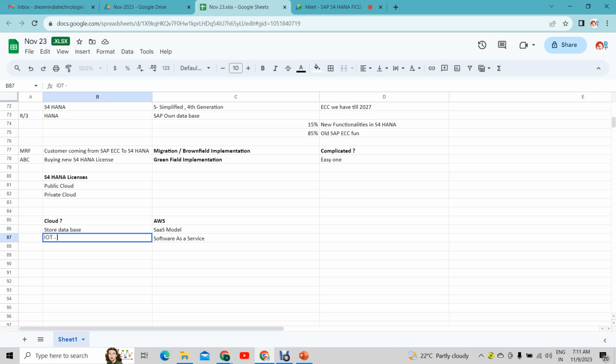What is IoT? Internet of Things. Yes, Internet of Things. If you have internet, whatever is possible, you can get it. On the IoT platform, we have a cloud. That is how it works. Satellite systems, GPS, everything they'll connect.